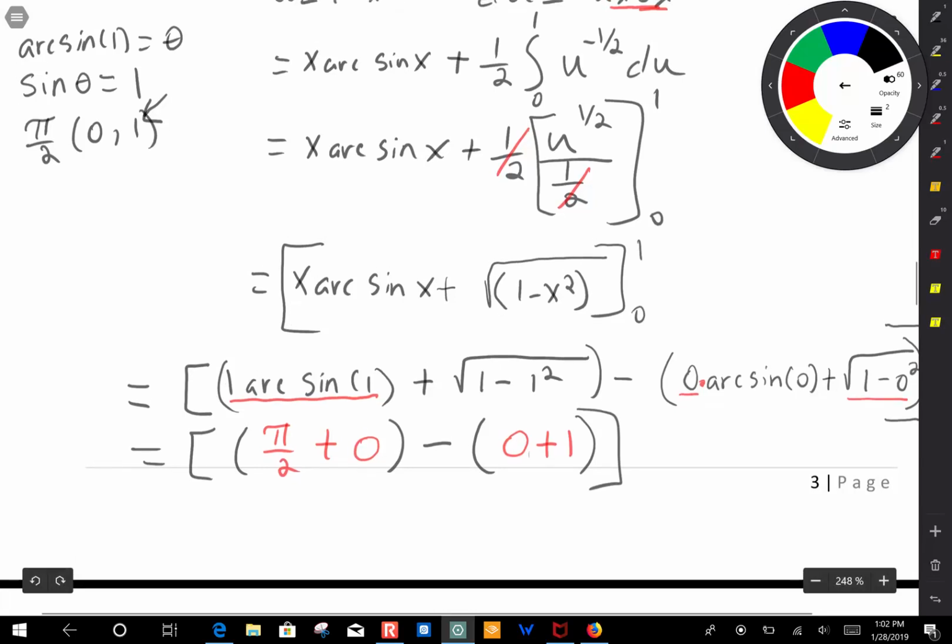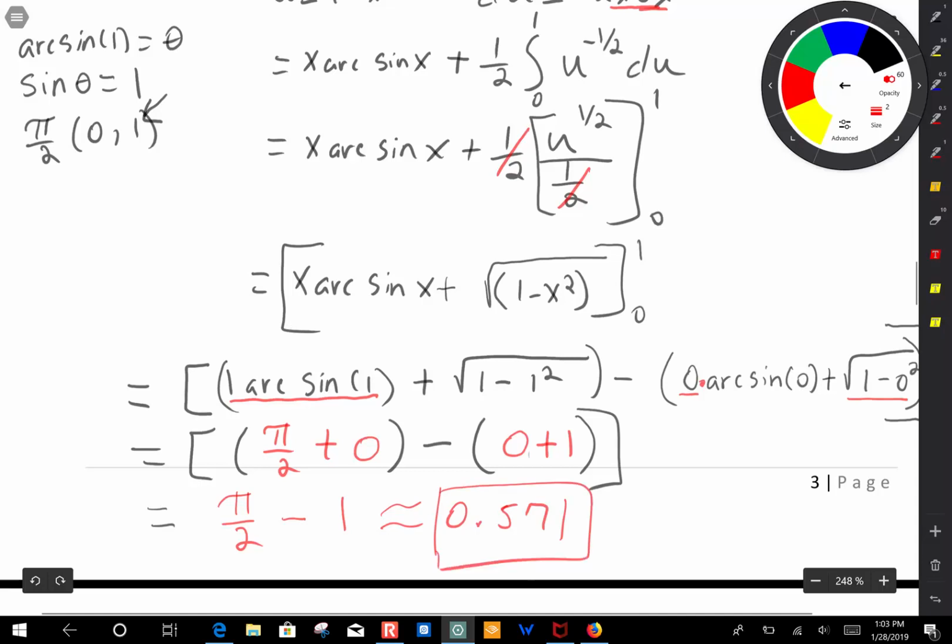Well, pi over 2 plus 0 is just pi over 2. And minus, 0 plus 1 is just 1. Okay? And that's my answer in exact form. We just need the decimal. Pi over 2 minus 1 is approximately 0.571. And that's my answer.